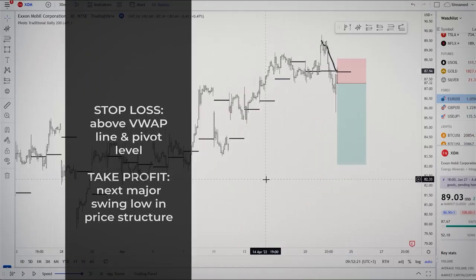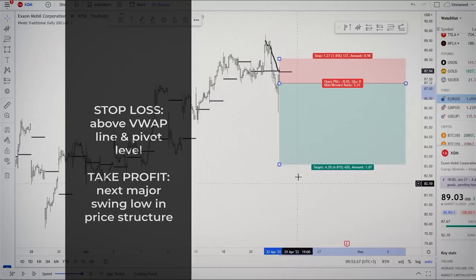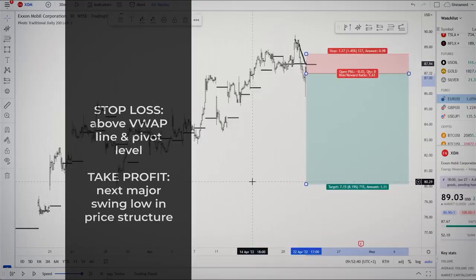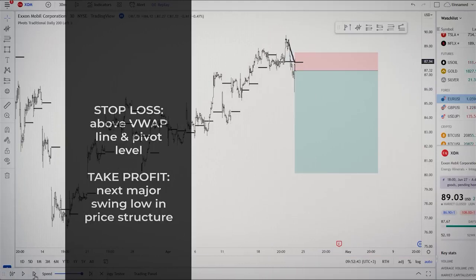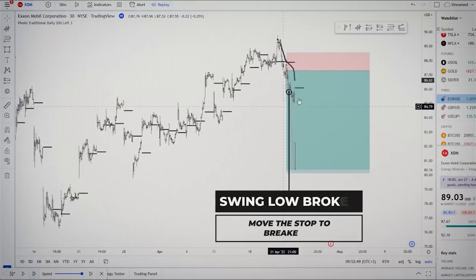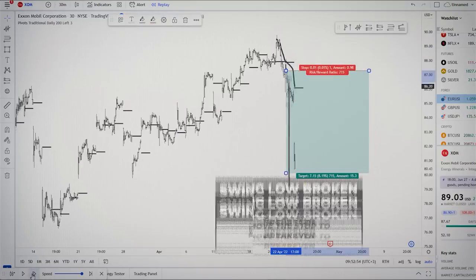Stop loss is placed above the VWAP line and above the pivot level, and we'll take our profit at the next major swing low in the price structure, which represents a risk to reward ratio of 6. As we broke this swing low, now is the perfect time to move the stop to break even.